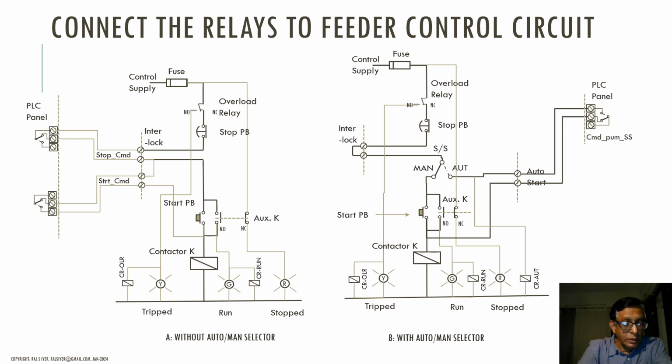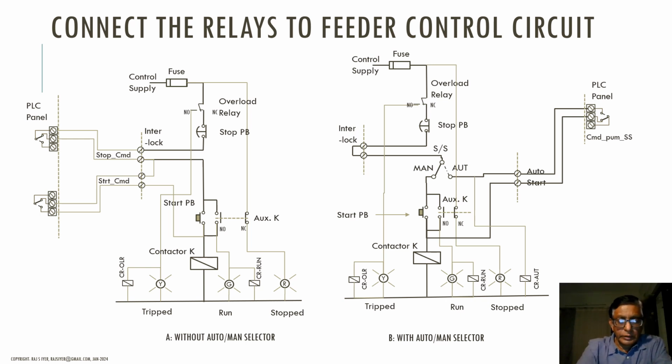NC contact that is wired in series with the stop button. Whenever this contact opens, it will behave exactly in the same manner as the stop push button, that it will disconnect the control supply to the contactor. The contactor will drop and it will remain dropped. Likewise, the start command is a momentary NO signal. So it will momentarily close the control circuit for the contactor K and behave in the identical manner to the start push button.